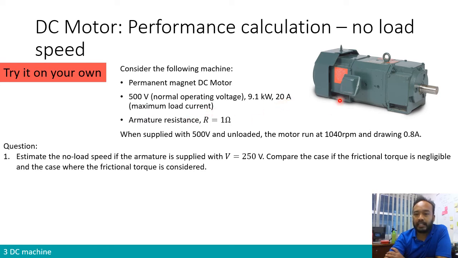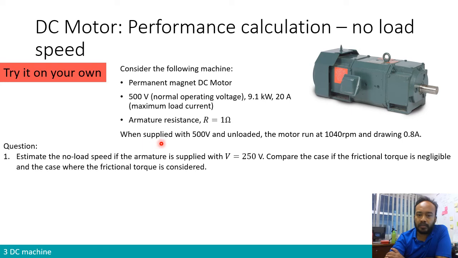And it has an armature resistance. So armature resistance is the resistance that you see in the armature equivalent circuit. R equals 1 ohm. So it's a very small resistance. Well, it is not that small. We want to have the resistance as small as possible usually. But now in this case, the resistance is equal to 1 ohm.